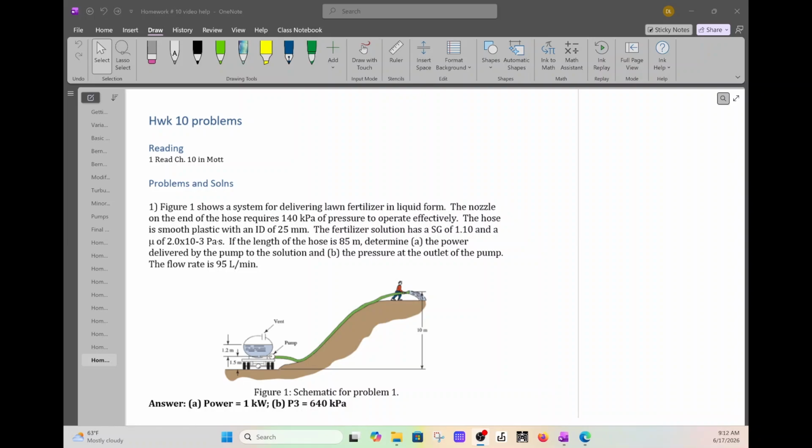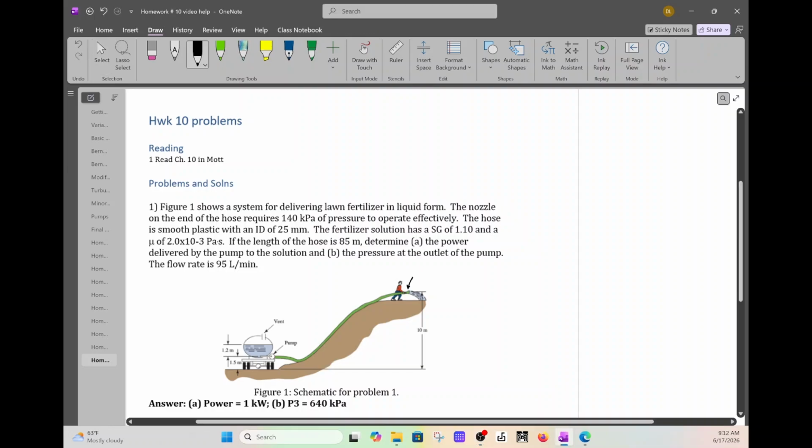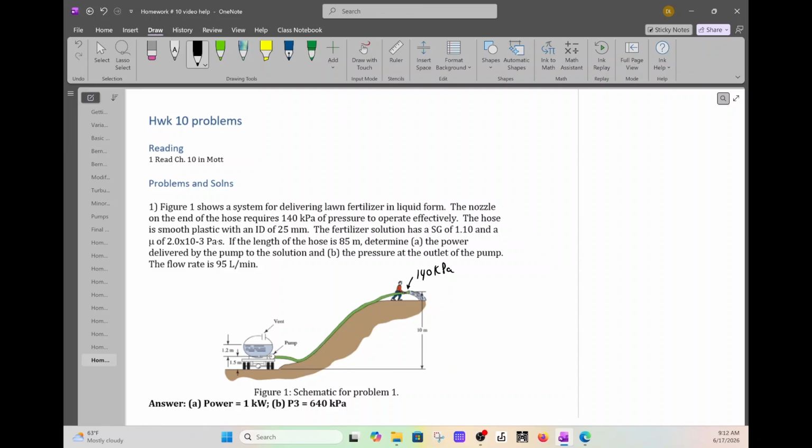So problem 1, what you have is a tanker with a pump, and you're pumping this liquid fertilizer to this point. And what they're saying is right inside the hose here, it's 140 kilopascals. So it's not outside where it's atmospheric. It's right inside the hose.